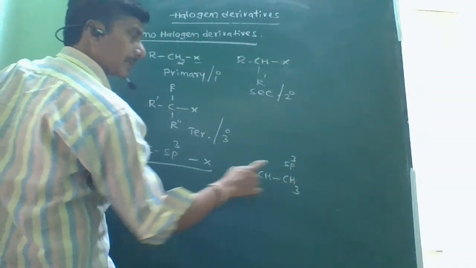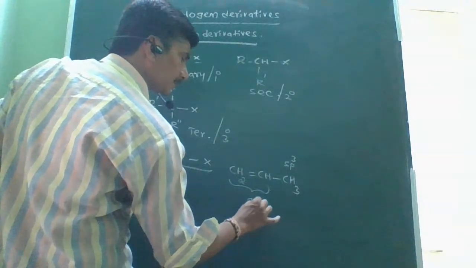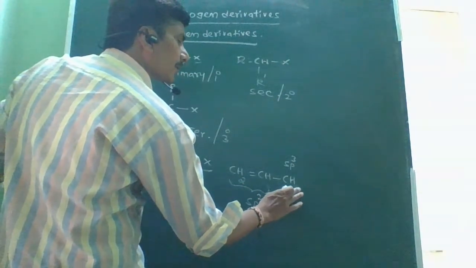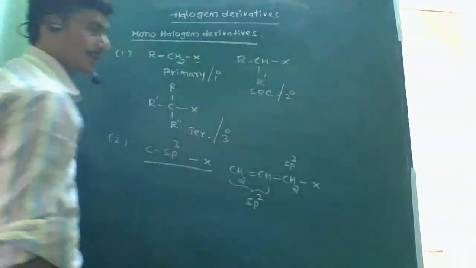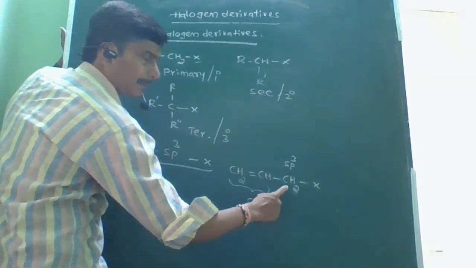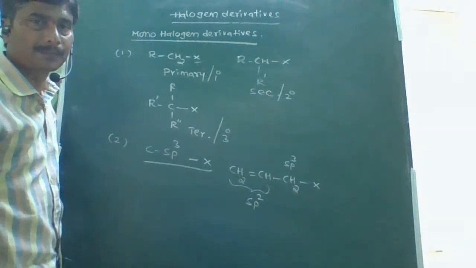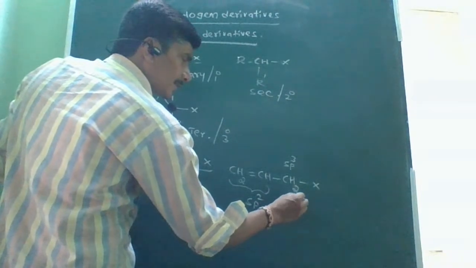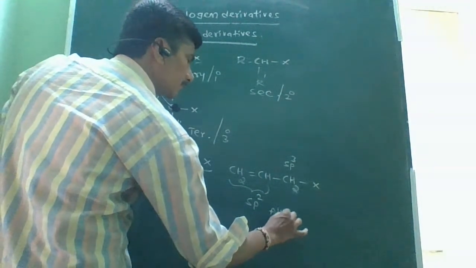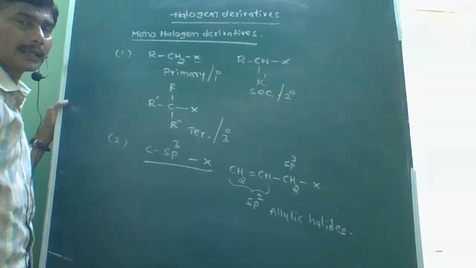It is an alkene, but the carbon involved is sp3. The remaining two carbons are now sp2. So if I replace one of these hydrogen atoms with a halogen, it is a halogen connecting with which one? An sp3 carbon, which is bonded with the double bond carbon or sp2 carbon. Such types of halogen derivatives or monohalogen derivatives are known as allylic halogens.